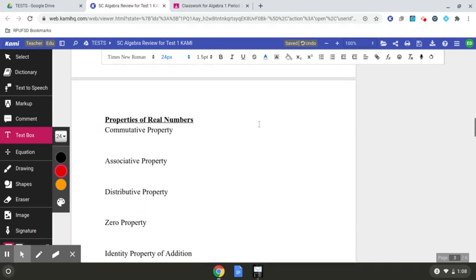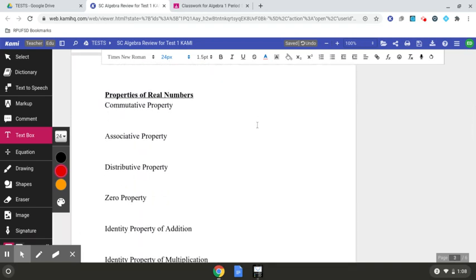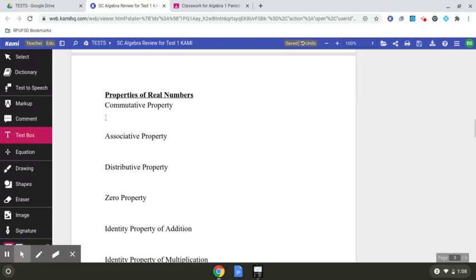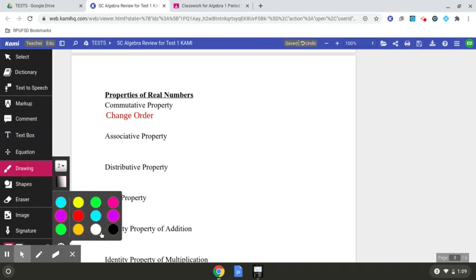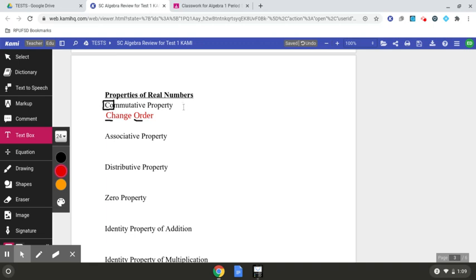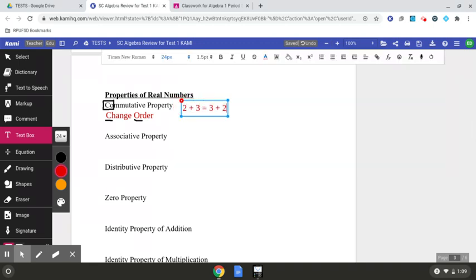Okay, so now we're going to get into the properties. The properties were kind of a big part of what we did last week. So first thing for the properties, commutative comes first. That means we are changing order. And the way I remember this property is I use that CO in change order, and that's what commutative starts with, CO. So if I wanted to give an example of this, I could do 2 plus 3 is equal to 3 plus 2. I'm changing the order of the numbers.